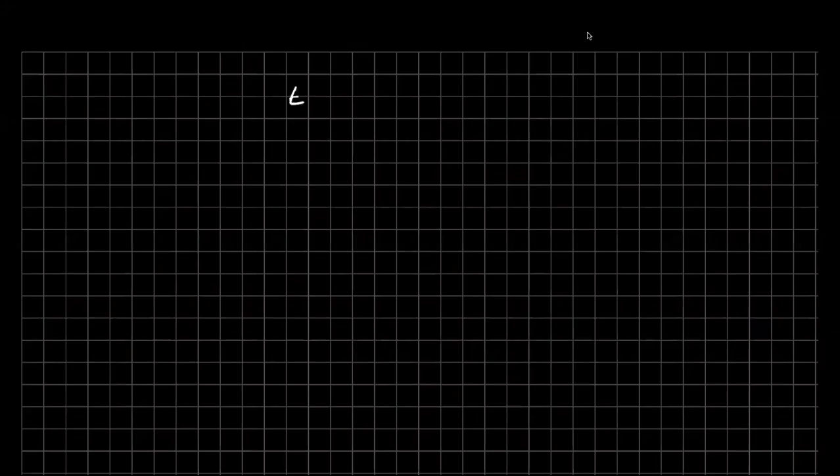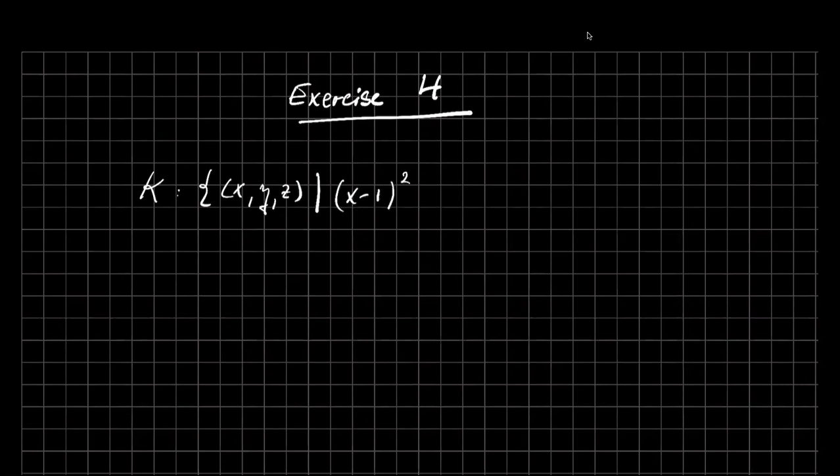This is exercise 4. Here we are given a curve K, which is the set of points x, y, z, where (x minus 1) squared plus y squared is equal to 1, and z is equal to 2 minus x.